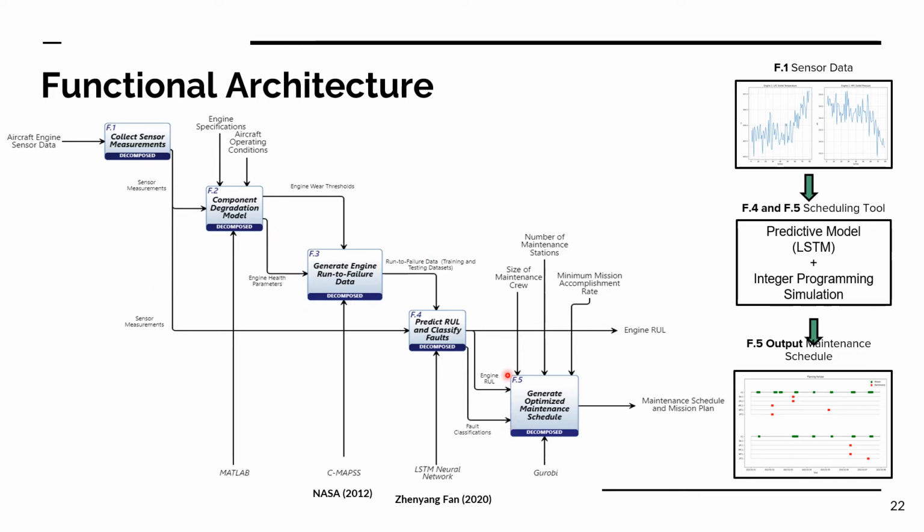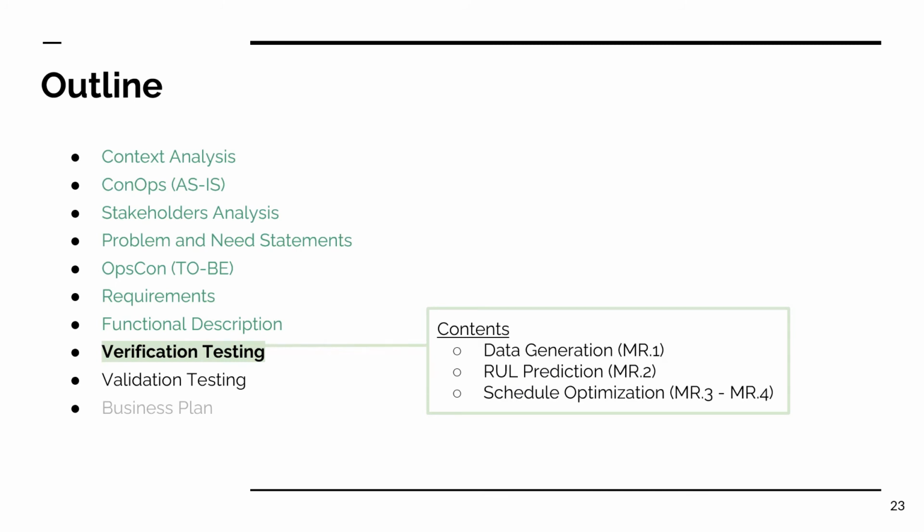Lastly, this should be fed directly into our GUI and our program, which will allow us to then generate an optimized maintenance schedule. So this will be what the user actually interacts with, which is F.5. Moving on to here, we will go into our verification testing.